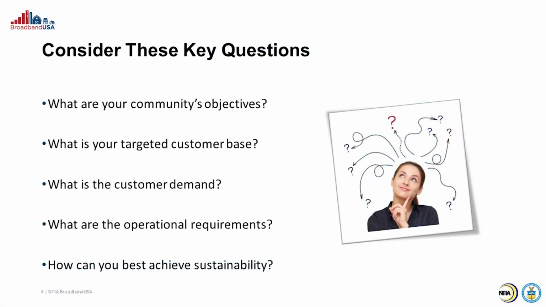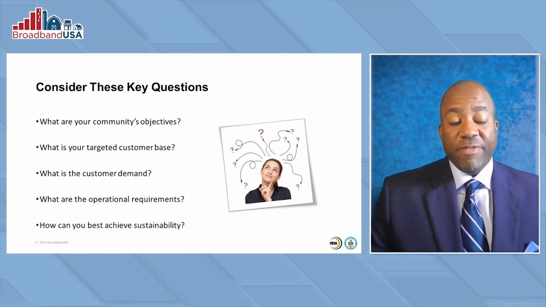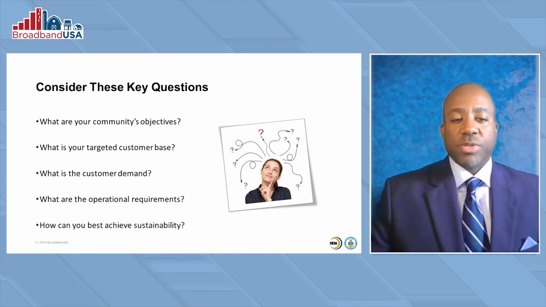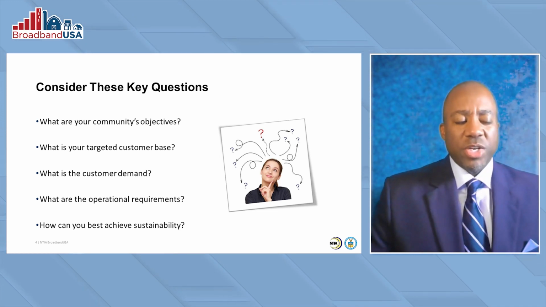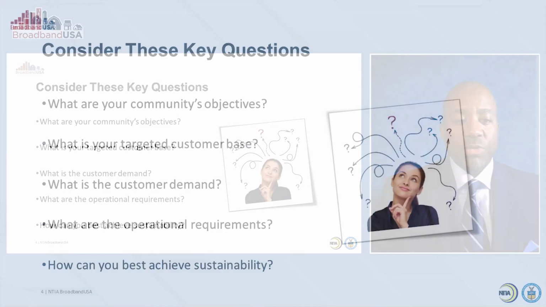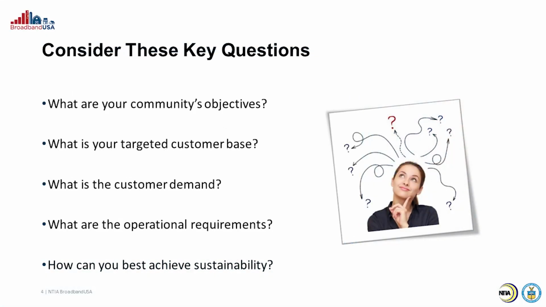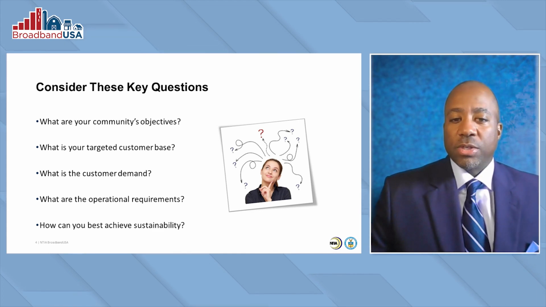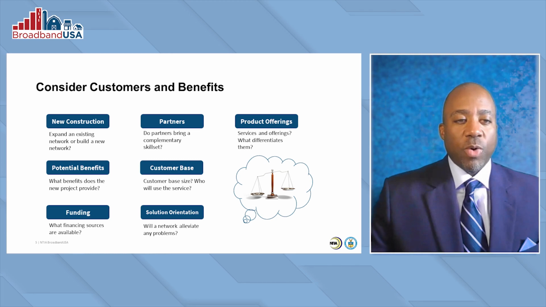And then what are the operational requirements? Various different capacities and speed requirements, as we discussed before, vary between your residential, your business and your wholesale customers and community as well. And then something that we don't spend a lot of time talking about, but is really key on the business side, is how do you best achieve sustainability? Because ultimately you want to build it, but you want it to be sustainable and you want it to be revenue generating, revenue positive throughout the life of the network. And so we're going to talk about those and consider those as we move forward.